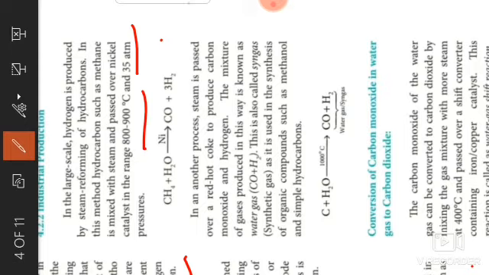What is meant by water gas? CO plus H2 is water gas. This is also called syngas, or synthesis gas. It is used in the synthesis of organic compounds such as methanol and simple hydrocarbons.